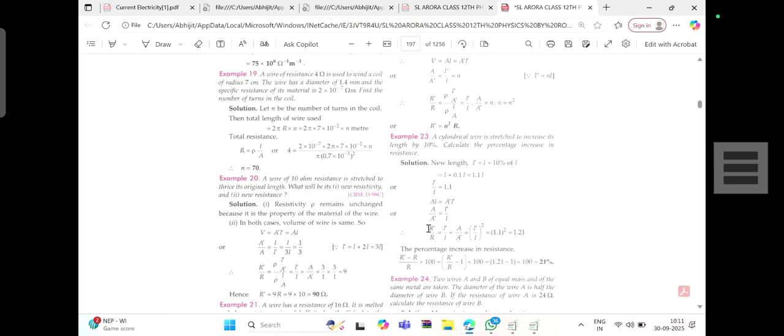So R prime by R is equal to L prime by L into A by A prime, which is equal to L prime by L whole square. That means 1.1 whole square, which is equal to 1.21. That is the ratio of R prime by R. Now you have to find the percentage increase. How can I get the percentage increase?